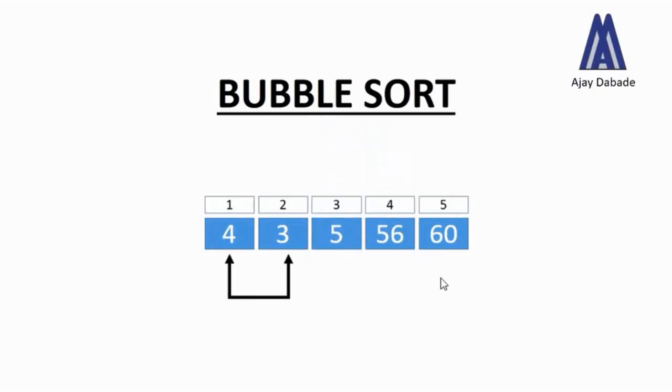Now we will start the third pass. In the third pass, we'll go from position 1 to position 3. We will start from positions 1 and 2. Number 3 is less than number 4, so we will swap the numbers.